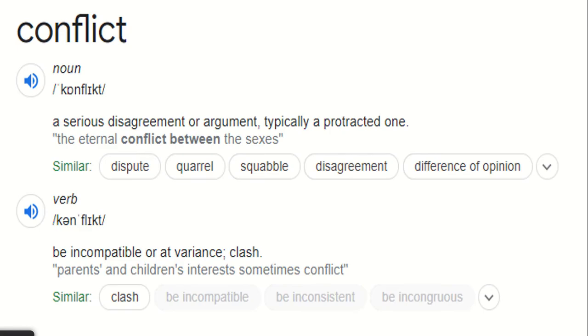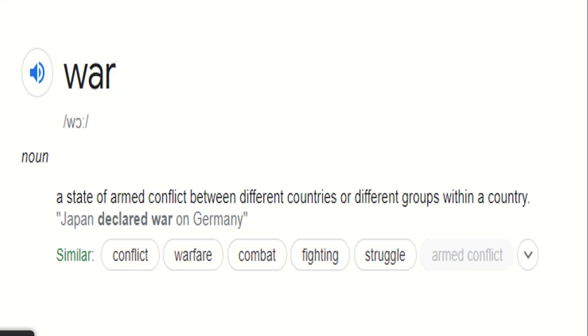When we have a conflict, that's a disagreement. But a war is when we start to involve weaponry. So you might have a disagreement with someone, or you might have a conflict, but if that conflict escalates and you start using guns or swords or whatever it would have been throughout history, that's when it then becomes a war. The two words are very, very similar, but we have to be careful that we don't use the word war in the wrong context.